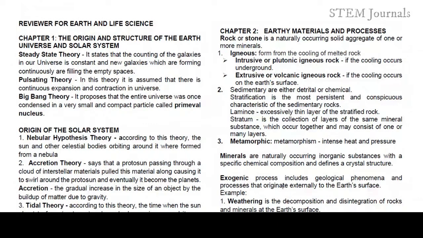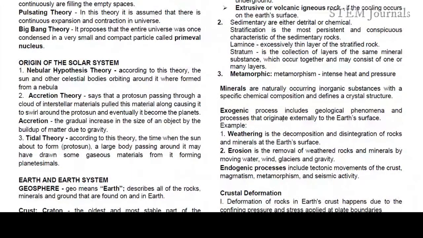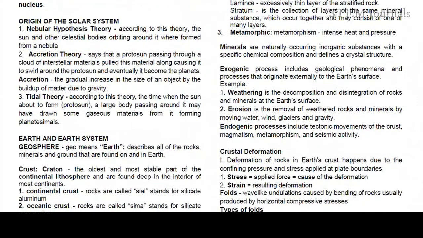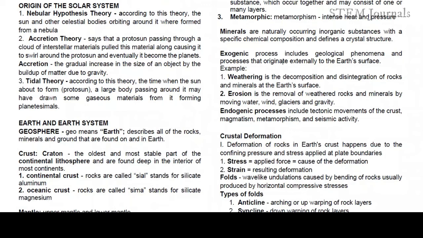And these are the different formations or processes that are included in our Earth surface. So we have the exogenic process. So it includes all of the geological phenomena and processes that originate externally to the Earth's surface. So the exogenic nangyayari, erosion.